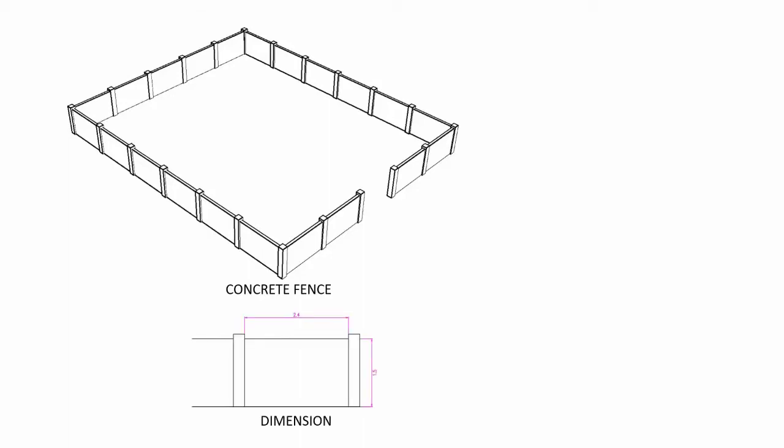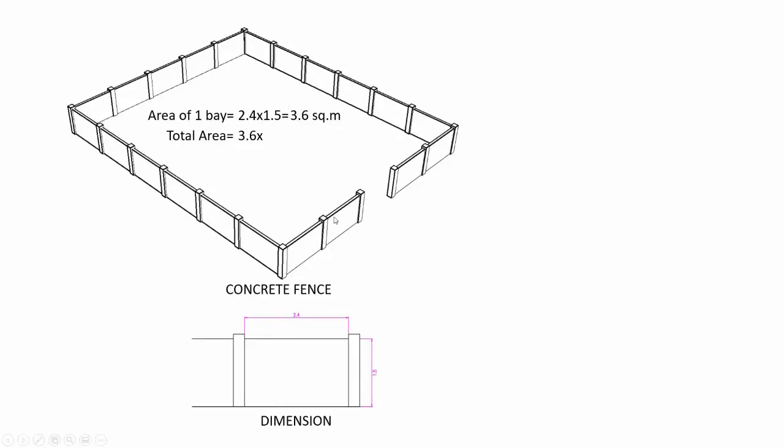In this case, the dimension of one span of this fence is 2.4 by 1.5. Assuming that all spans have the same sizes, we will compute the area of one span or one bay. So 2.4 times 1.5 equals 3.6 square meters. This is the area of one bay. The total area is 3.6 square meters times the total number of spans.